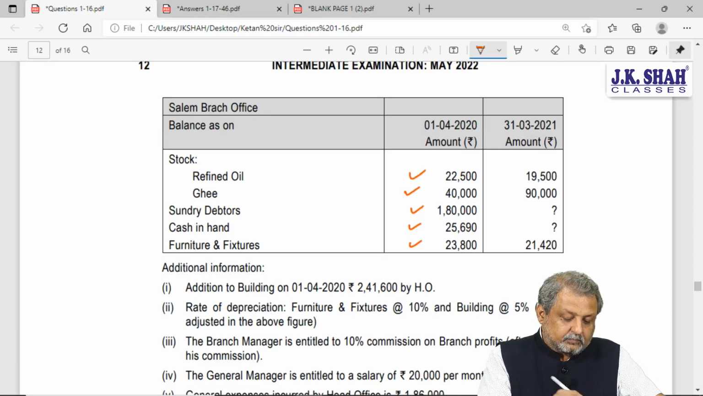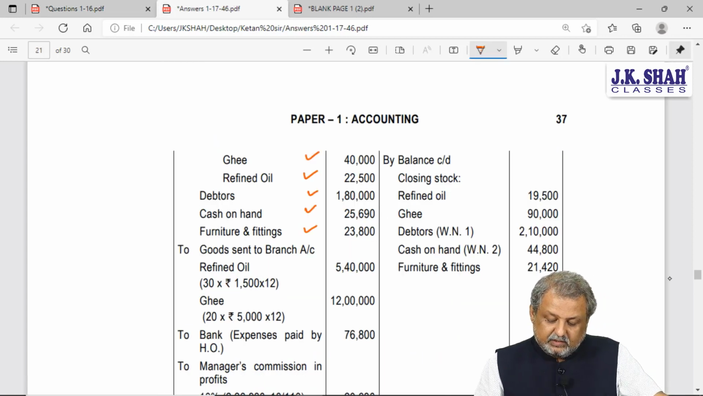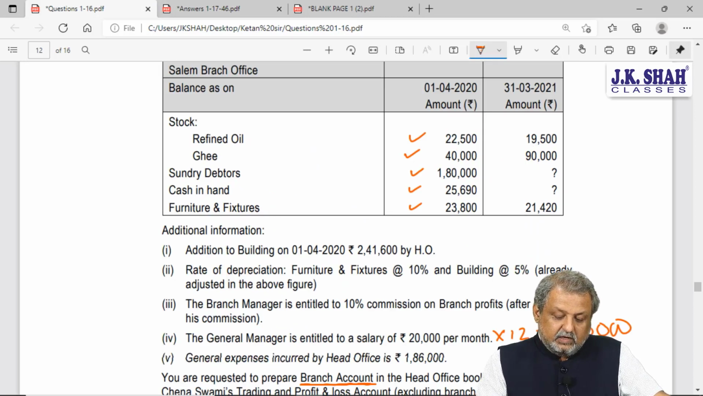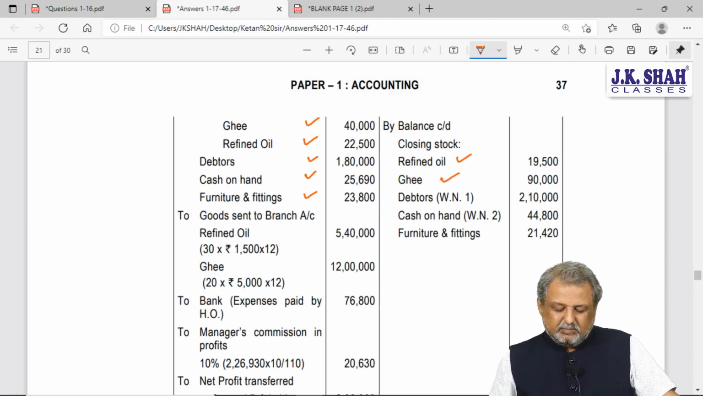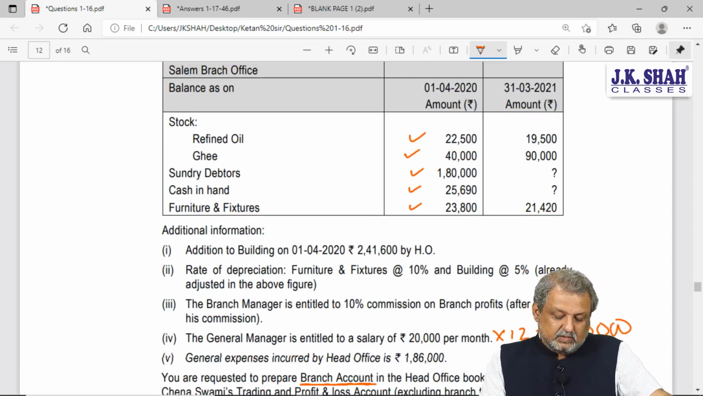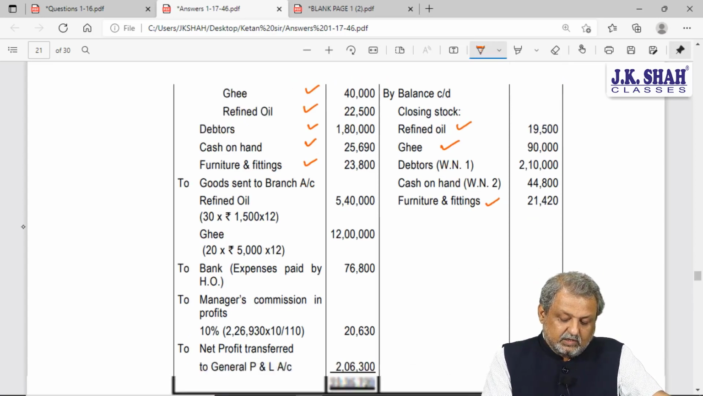Then closing balance is given to you. Whatever is not given, prepare a working note and find out. So closing balances: 19,500 refined oil, ghee is given. Debtor, creditor, prepare working note, prepare cash bank account and find out. Then furniture and fixture is already given to you after depreciation, so that will also be done. Debtor, creditor, working note is prepared.